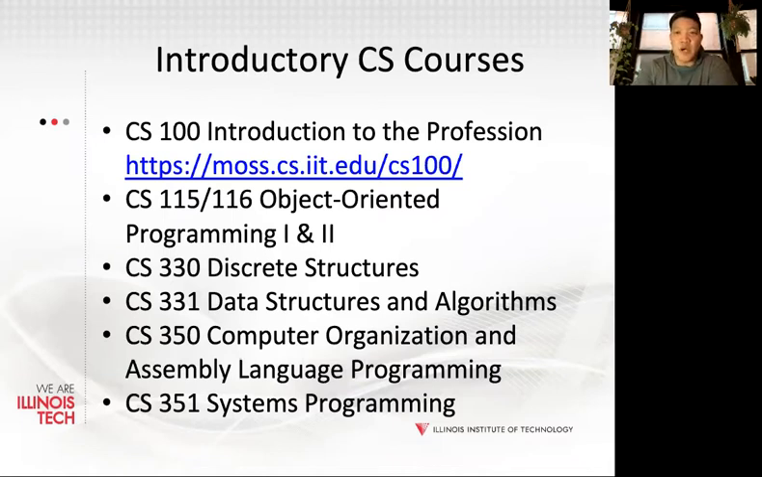CS 350 and 351, listed as the last 2 on this slide, are part of the systems sequence in the CS curriculum. And 350 starts by covering computer organization. So it covers the hardware side of things. You have to understand some of the hardware side of things, assembly language, how you encode higher level data like integers and characters into binary. You have to understand that stuff to be a good programmer. So that's something that's addressed in that class.